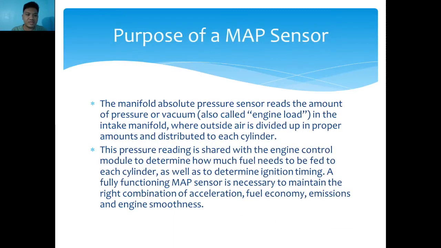Purpose of a MAP sensor. The manifold absolute pressure sensor reads the amount of pressure or vacuum, also called engine load, in the intake manifold, where outside air is divided up in proper amounts and distributed to each cylinder. This pressure reading is shared with the engine control module to determine how much fuel needs to be fed to each cylinder, as well as to determine ignition timing. A fully functioning MAP sensor is necessary to maintain the right combination of acceleration, fuel economy, emissions, and ignition smoothness.